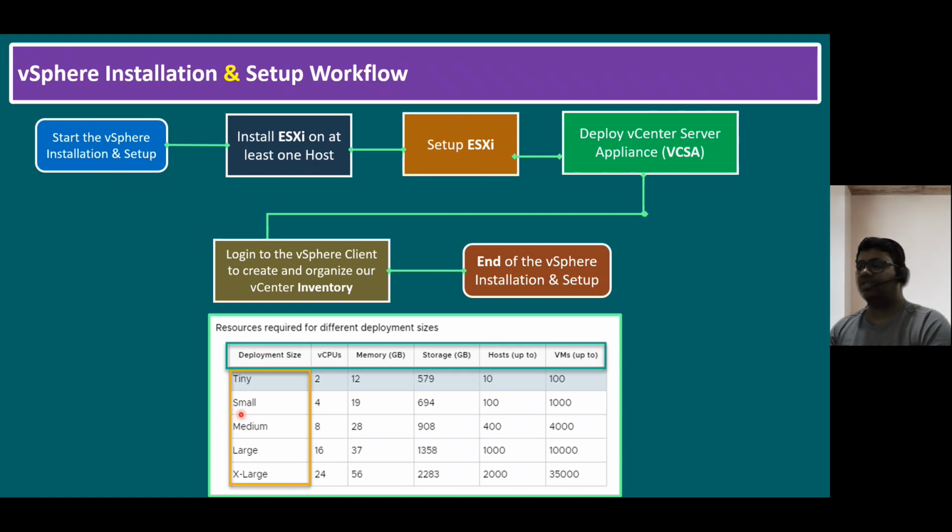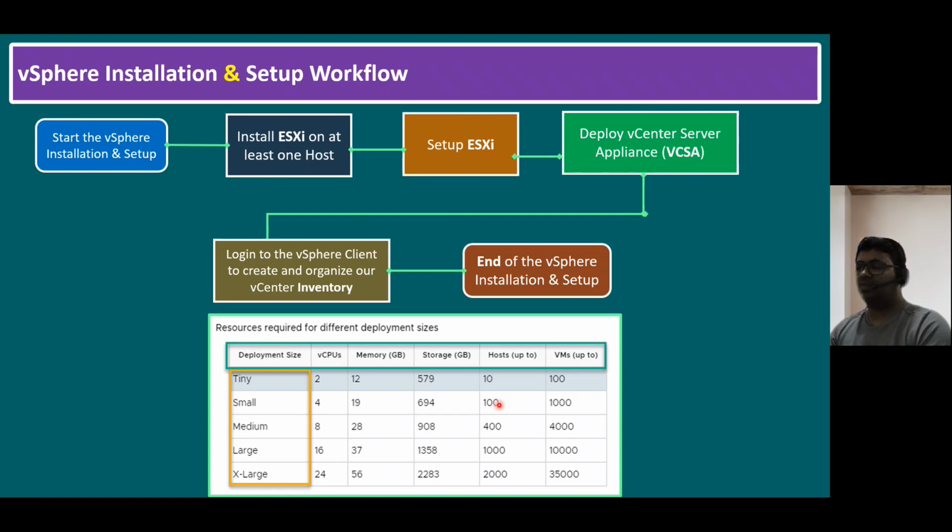Suppose for my remote branch offices, I have fewer than 10 ESXi hosts. At that time you can configure vCenter with the tiny deployment size. If your organization has more than 400 ESXi hosts, it is better to configure vCenter large. If your organization has more than 1000 ESXi hosts, you can configure the X large, extra large deployment size. On the configuration side, based on the deployment size, virtual CPUs will increase, memory will increase, and the storage will also increase.